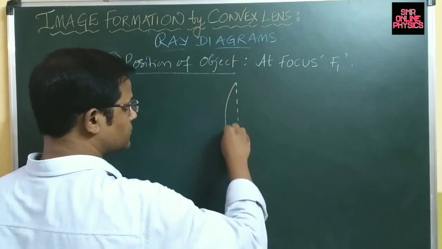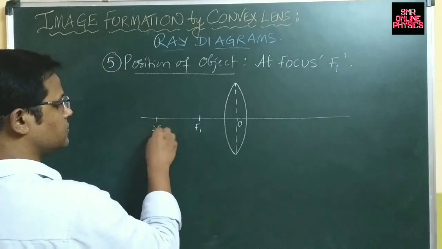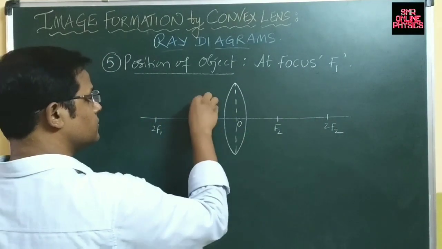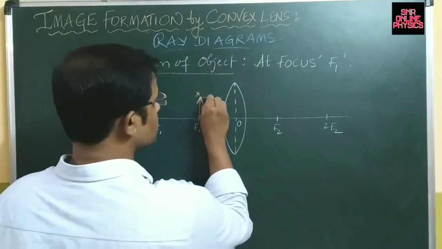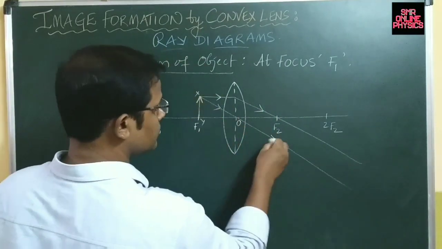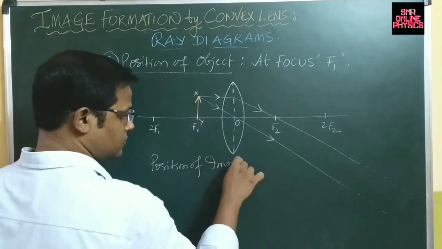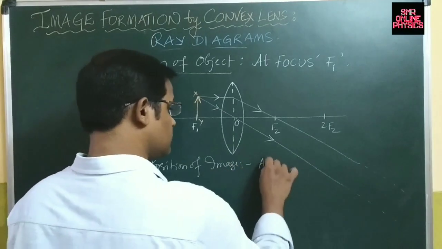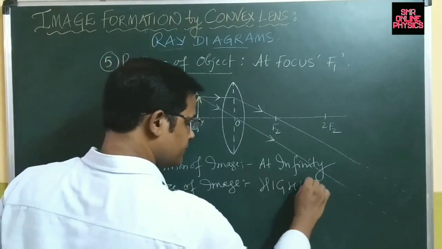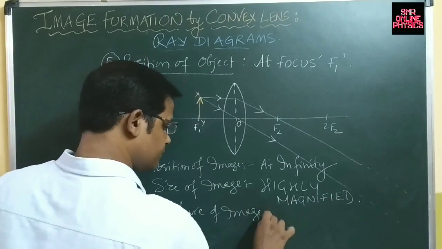Now, for the position of the object at the focus of the lens itself, that is at F1. So the object has come really close, and this is also position number 5. Now, drawing the principal ray parallel to the principal axis, the ray refracts through focus F2. The other ray passing through the optical center goes undeviated. So it is assumed that in reality, the rays after refraction meet at a point at an extremely large distance, which is at infinity. So the image is highly magnified, but real as well as inverted.